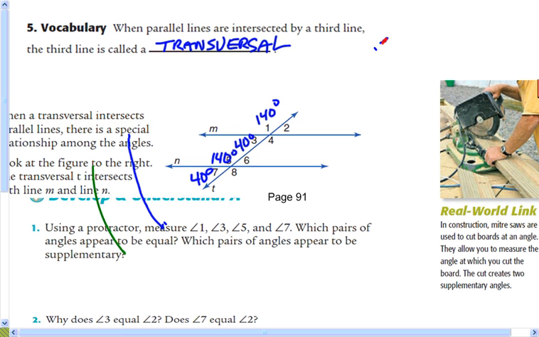Some of you are probably thinking, well, if I knew 1 was 140, then I knew 3 was 40 because they're supplementary angles. They make a straight line. Same with 5 and 7. So, which pairs of angles appear to be equal? It seems like angle 1 and angle 5 are the same.